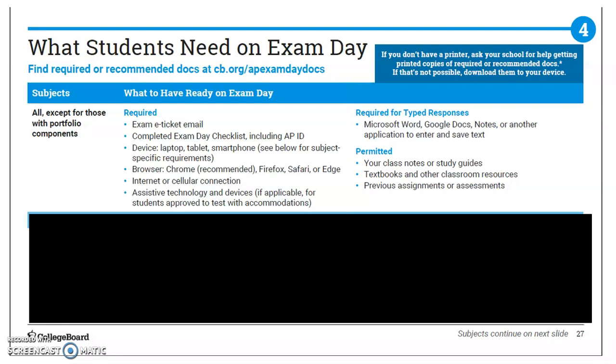You're going to need whatever device you're going to use, your laptop, your tablet, your smartphone. Okay, and the browser. Chrome is the recommended one. Firefox, Safari, or Edge will also work. You're going to need some kind of an internet or a cellular connection. And if you are approved to test with accommodations, and again, there's only a couple of you, whatever assistive devices or technology you might be approved for.